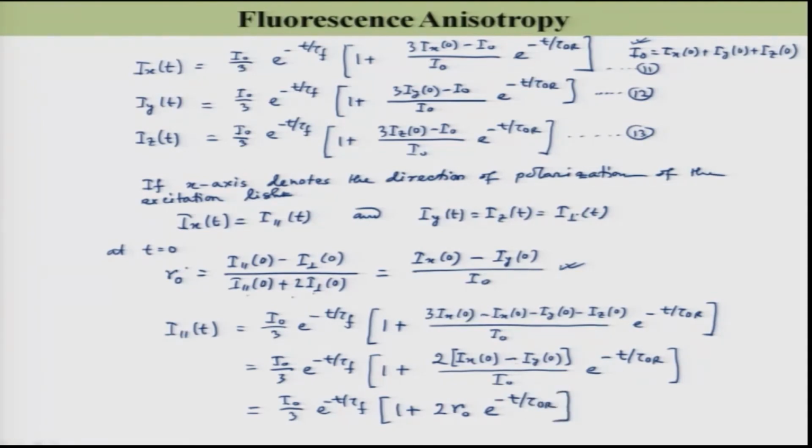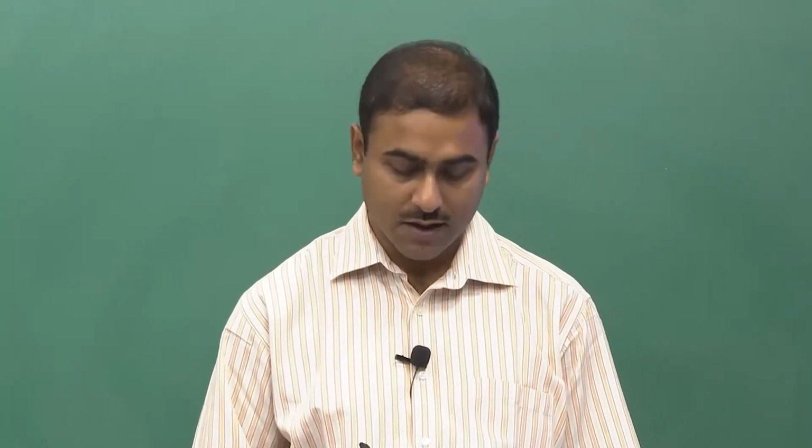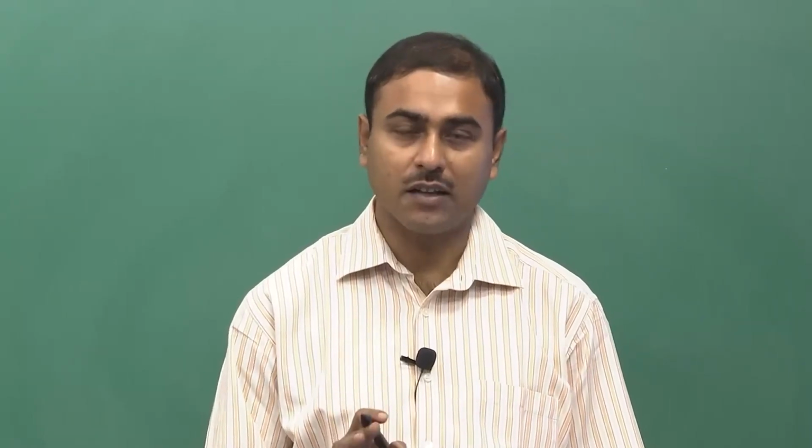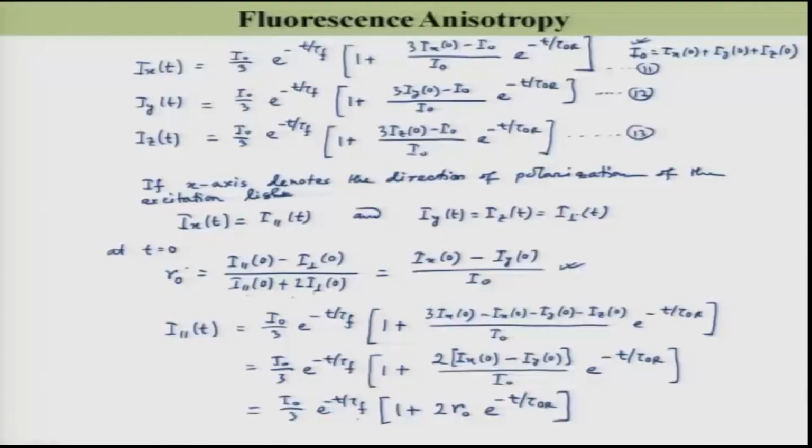So, I parallel is telling that the intensity of the fluorescence which is parallel to the excitation polarization will decay this way. I have two terms here, one is tau f, another is tau r. Tau f is fluorescence lifetime and tau r is the reorientational time, or orientational relaxation time, right. So, it is like that.